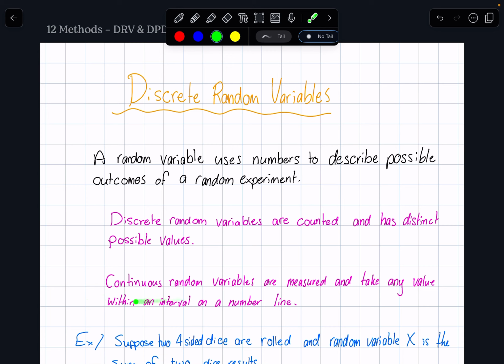Now, continuous random variables are measured, so often like your weight or your height, and take any value within an interval on a number line. So you've got to be really careful about the difference there. We're going to be focusing on discrete random variables for the next few videos.